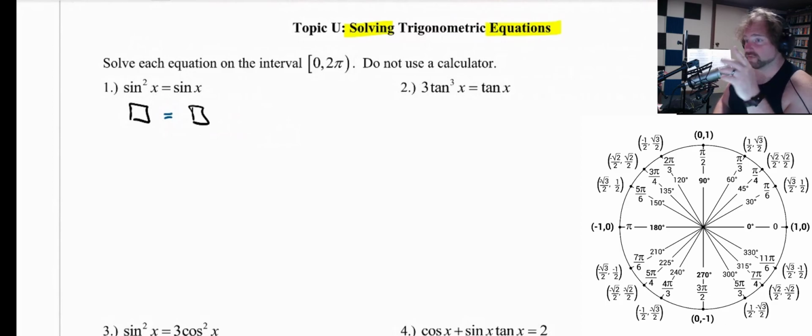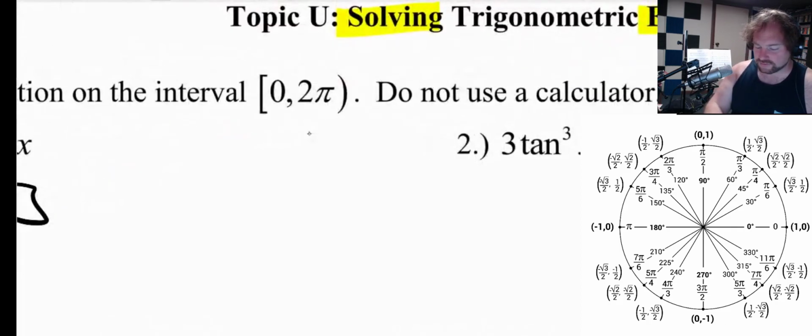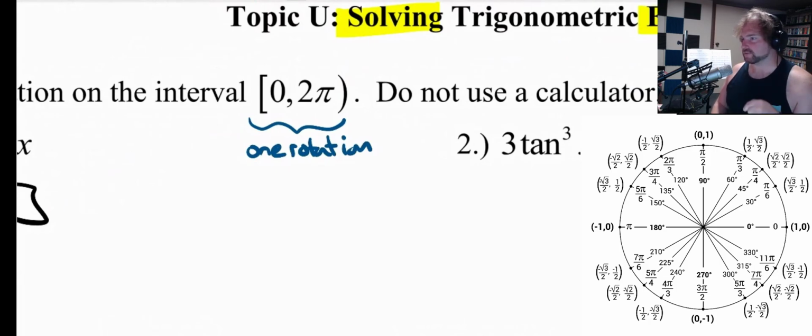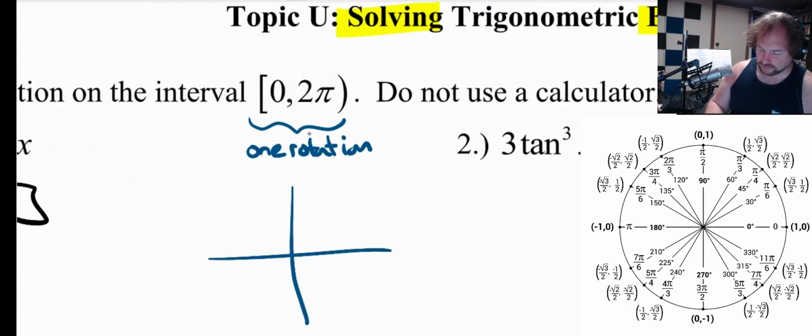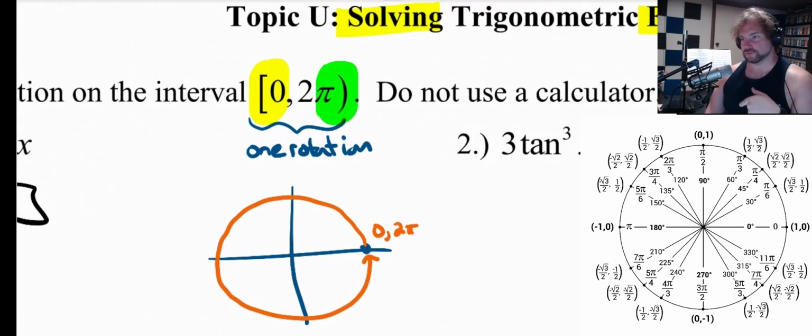The good news is that we are solving them on the interval from 0 to 2 pi, which is also worth talking about for a moment. This encompasses one rotation on the circle. Since our circle starts at 0, maybe if I draw a picture here, you always start at 0 and rotate counterclockwise until you've hit 2 pi. Since 0 and 2 pi are actually the same angle on the circle, you'll notice that 0 is included, but 2 pi is not included in the interval notation. That's because we don't need to include 2 pi. We've already included it since 0 is equal to 2 pi.